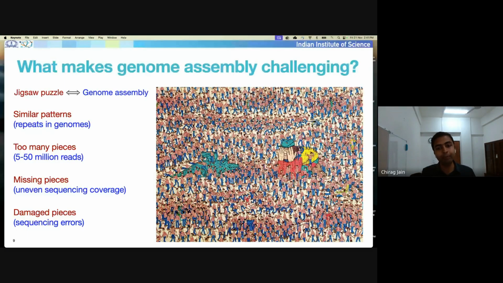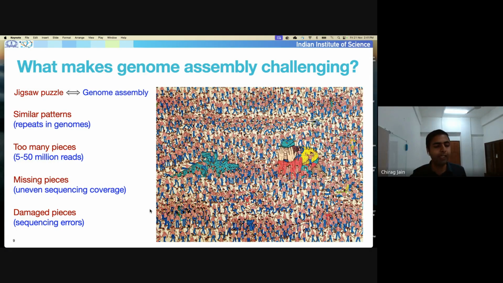Also, because the sequencing process is random, the sequencing machine is randomly reading regions of the genome sequence. You will have some regions of the genome where you have a large number of fragments, and some regions which are not read enough. So you may have some regions of the genome with few reads and some regions with a large number of reads, because of the randomness.